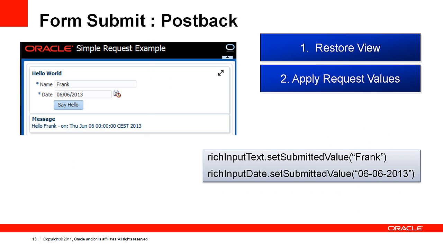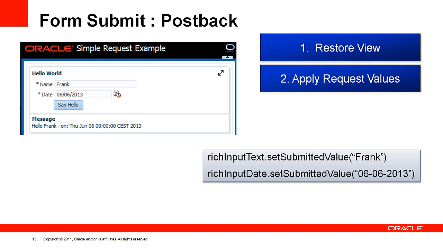In a subsequent request, so I'll provide a name, Frank, and a date, and then I press the say hello button. This subsequent request now will also start with the restore view, and on the restore view it will now find an object state on the server side, which means it's now continuing with the second step, which is apply request values. So it will take the new values, Frank and the date, and apply it to the submitted value of a component.